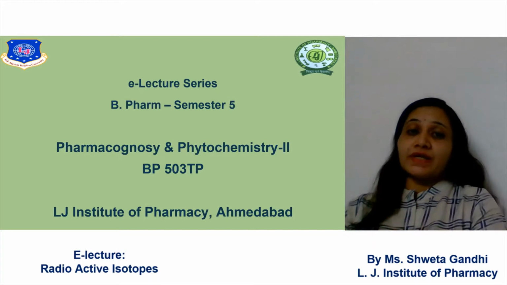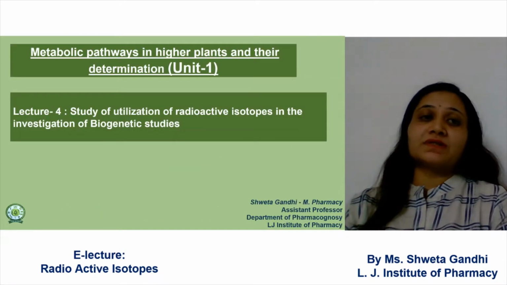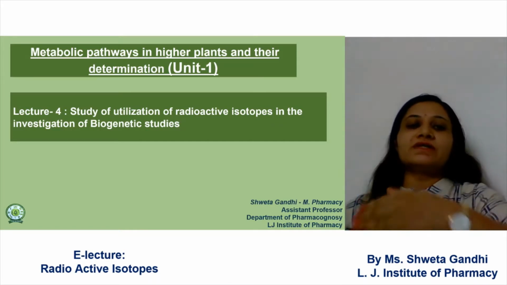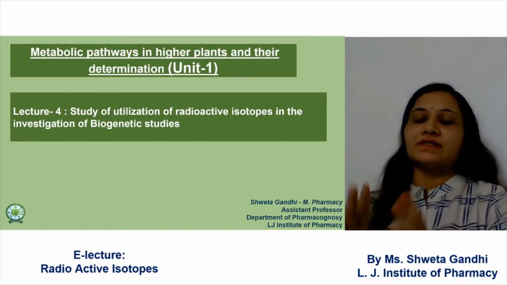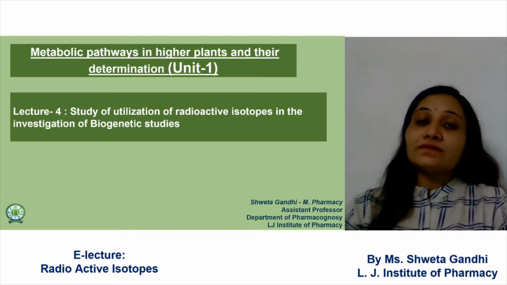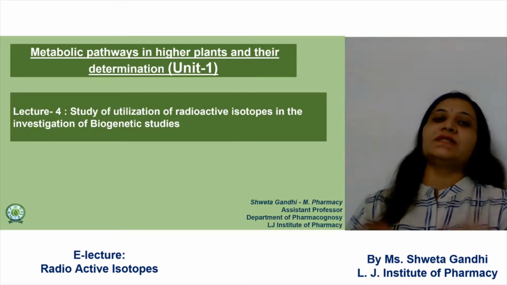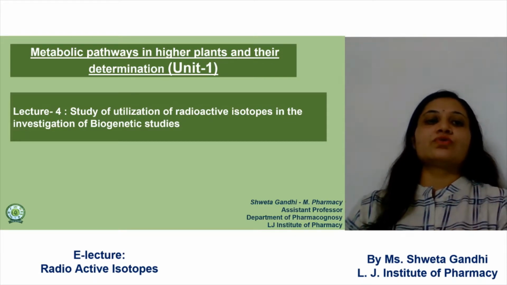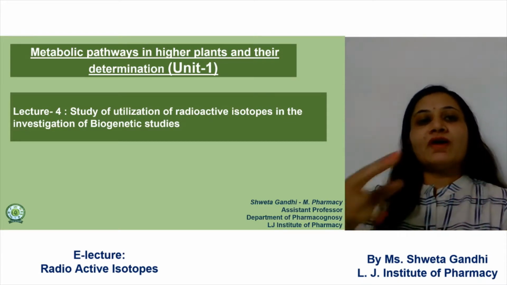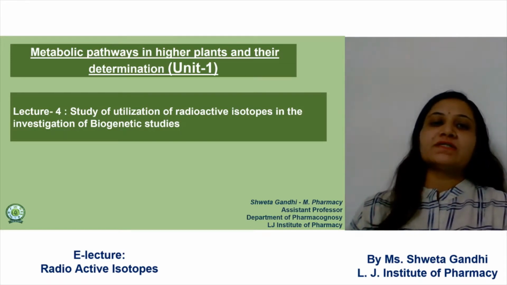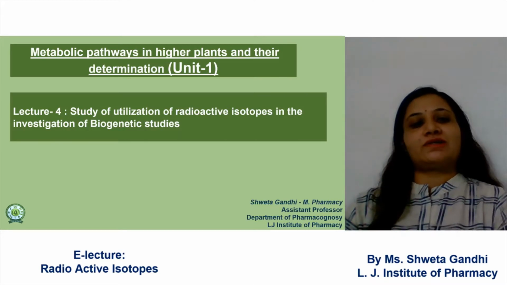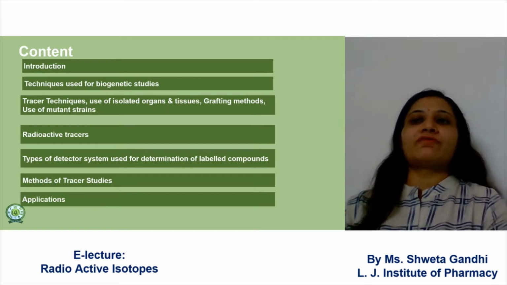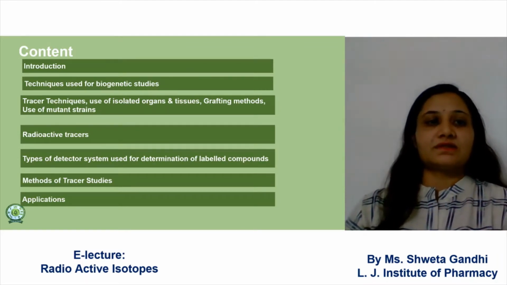So today we'll learn about the chapter: study of utilization of radioactive isotopes in the investigation of biogenetic studies. In short, I can say utilization of radioactive isotopes in biogenetic studies. This is your unit 1, which includes two parts. One part includes the metabolic pathways and the second part includes the radioactive isotopes in biogenetic studies. So today we'll study the importance of radioactive isotopes in various studies.